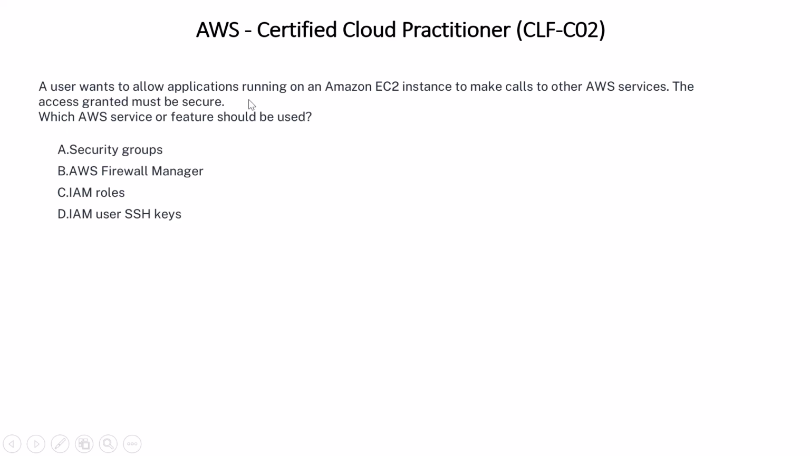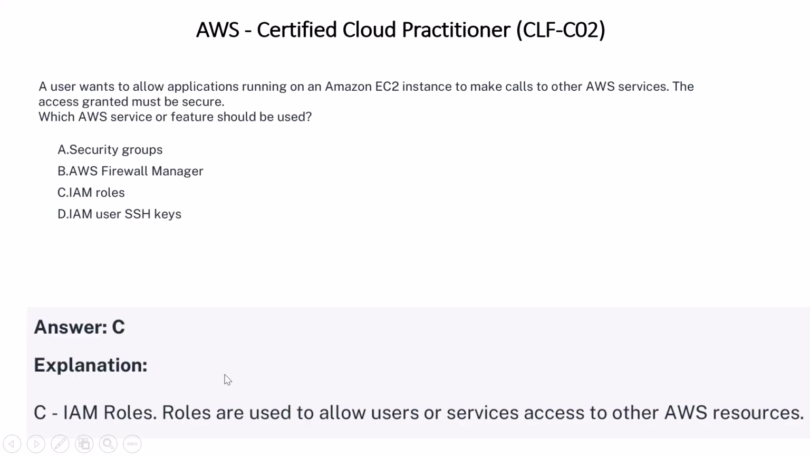Next one. A user wants to allow applications running on an Amazon EC2 instance to make calls to other AWS services. The access granted must be secure. Which AWS service or feature should be used? The options are option A, security groups, option B, AWS Firewall Manager, option C, IAM roles, option D, IAM user SSH keys. The correct answer is option C, IAM roles. Roles are used to allow users or services access to other AWS resources.